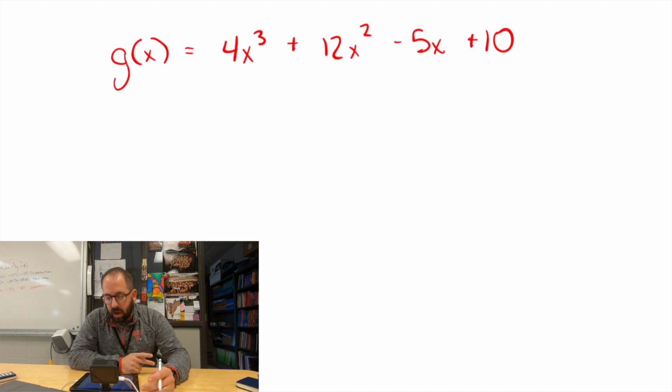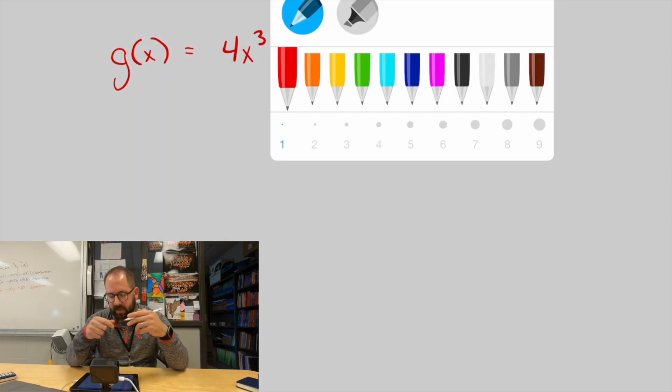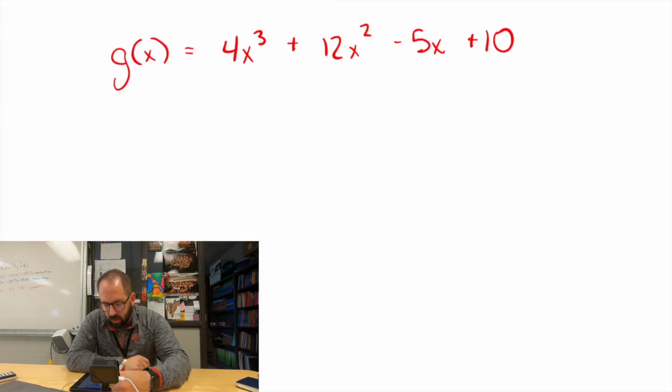So the question on the Google form says you have to find the second derivative. That means you're going to do the derivative once, the power rule, and then after you're done, you're going to do it again. So you're just going to complete the same steps. So let's go through it for the first time.